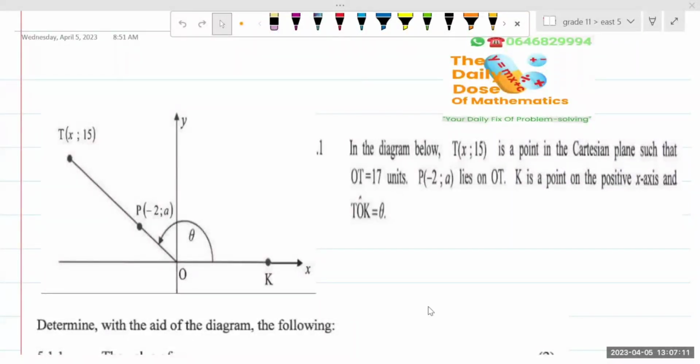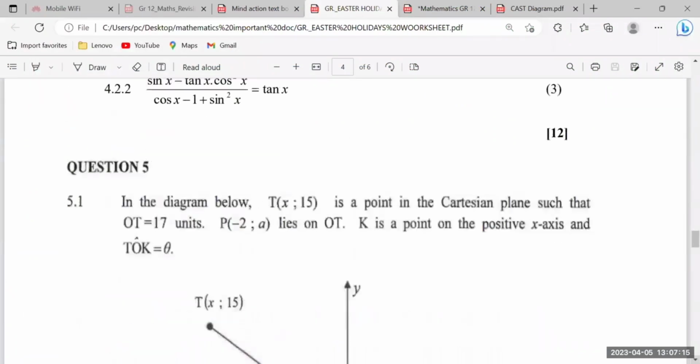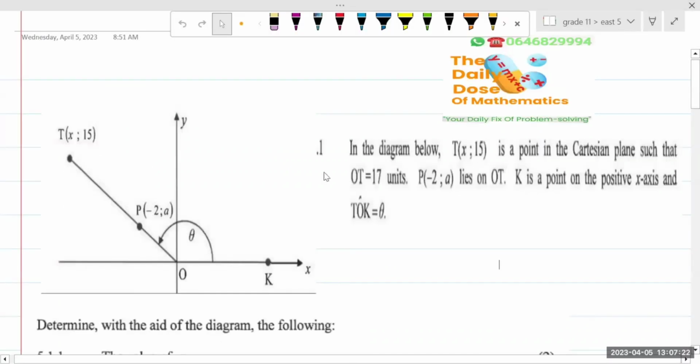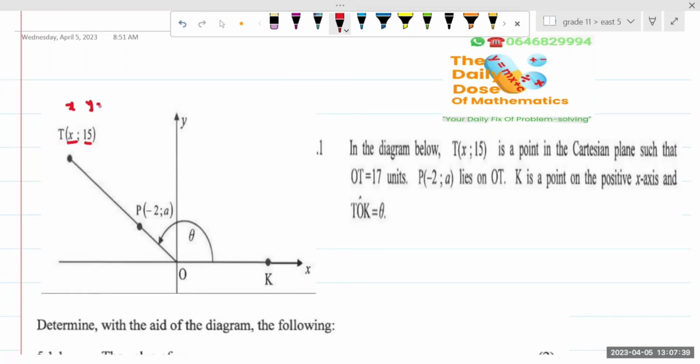So if, according to what you're saying, we're skipping question 3, we're skipping question 4, and then we go straight to question 5. No? And then if we look at question 5, they're saying, in the diagram below, we have T. So we'll just highlight whatever it is that is given here. So we have T, which is given as the point x and 15. Now here they're saying you have your x, which is unknown, but you have your y. So the y value is going to be equal to 15.